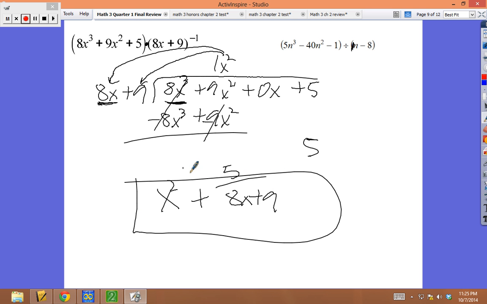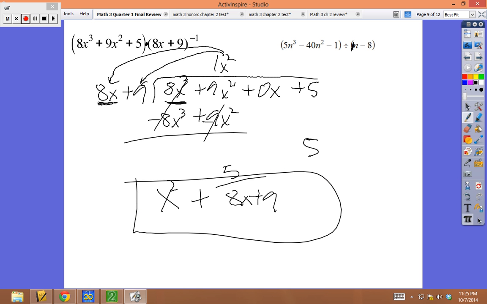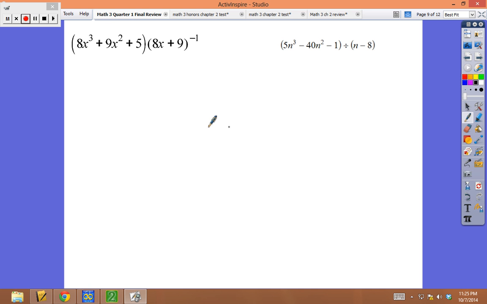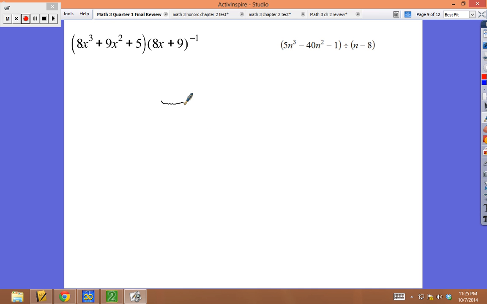So that one was maybe too easy. Okay, let's use synthetic division. Synthetic division, they kind of have this little template we need to plug stuff in. We're going to plug in the opposite of whatever it is. Since that's a negative 8, we're plugging in a positive 8.